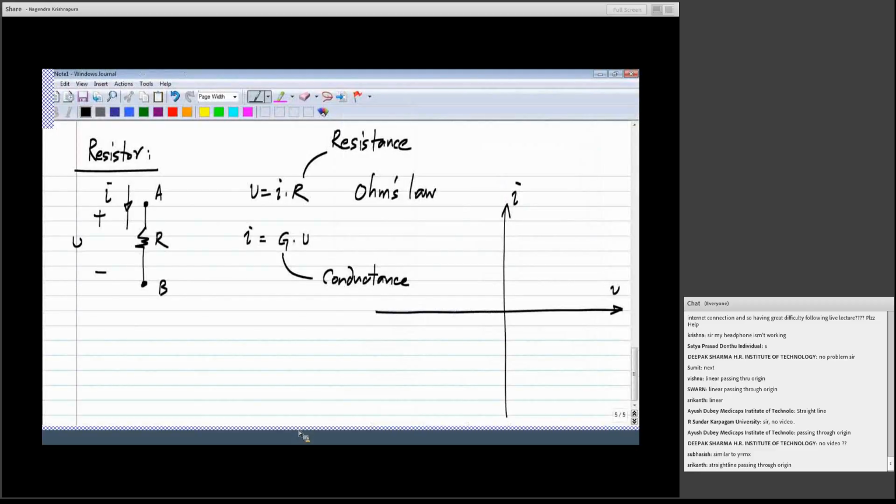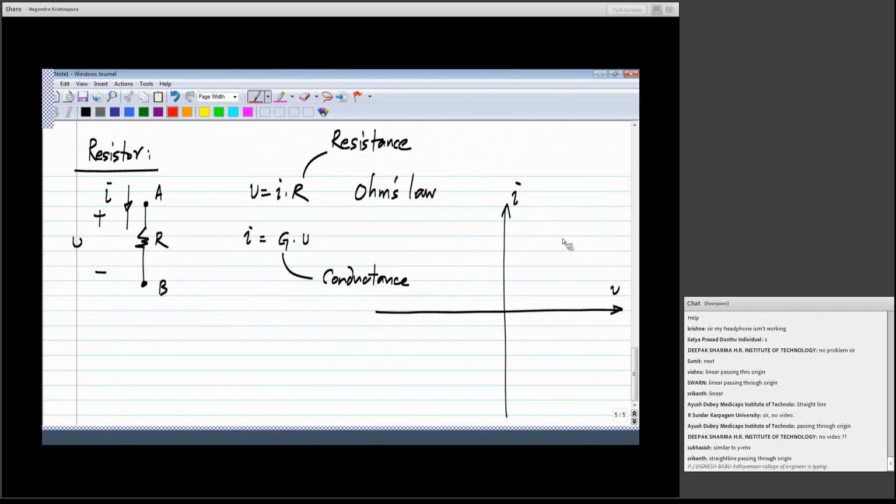First of all, somebody commented that there is no video. Because of bandwidth constraints for some users, I am now not sharing my video. I am only sharing the board on which I am writing. And many people answered this question as well. The answer is pretty obvious. It is a straight line passing through the origin.